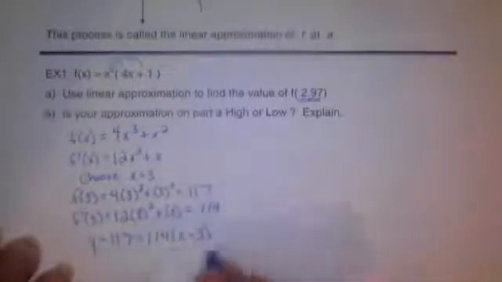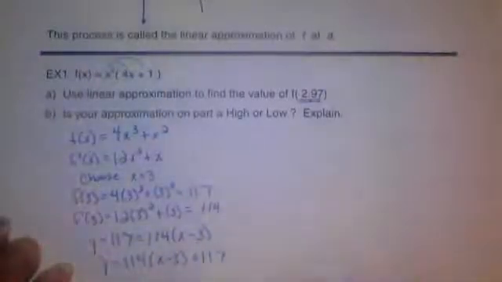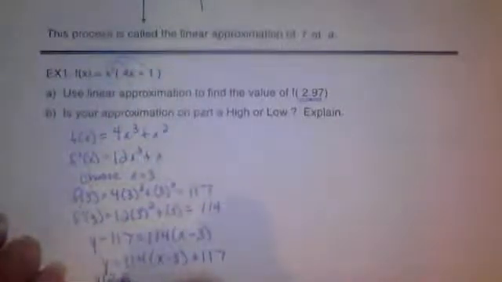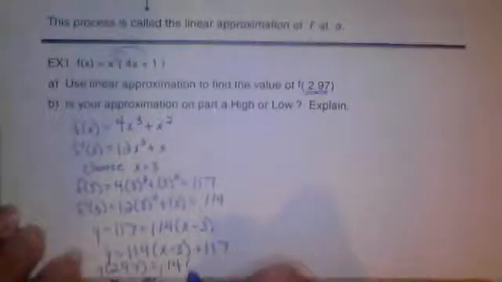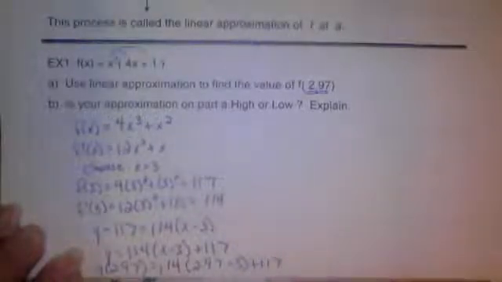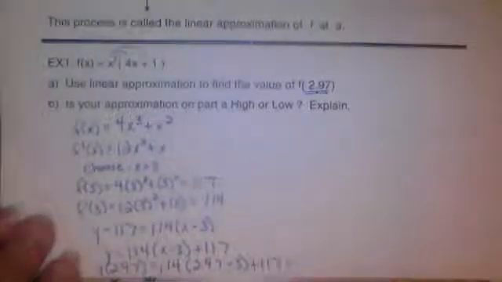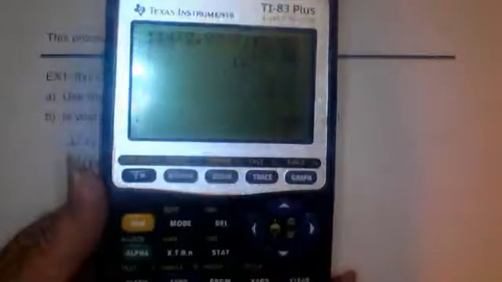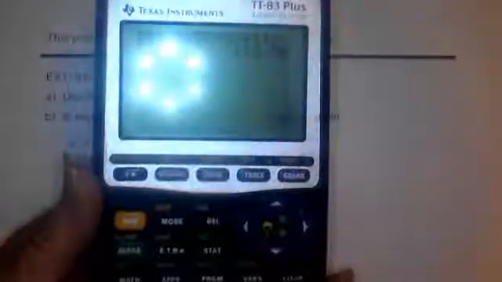So you may want to add the 117 over to the other side. So you have 114 times (x minus 3) plus 117. And then we're going to plug in that 2.97. So y at 2.97 is 114 times (2.97 minus 3) plus 117. Let me put that in the calculator real quick. All right, so in the calculator, we type all that in and we get 113.58.